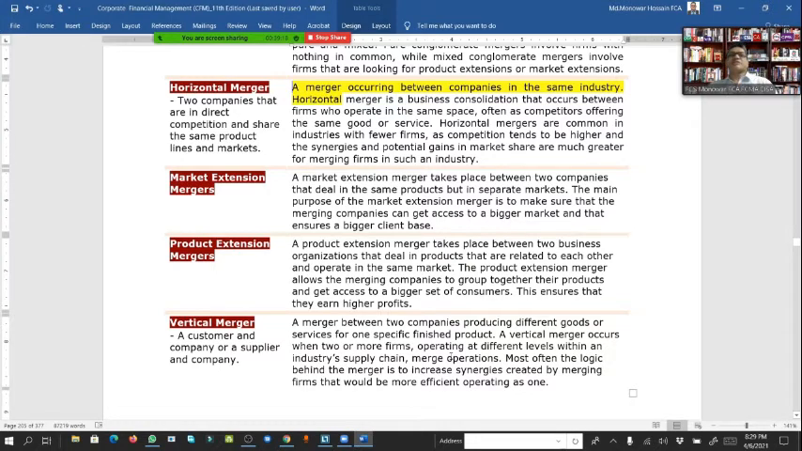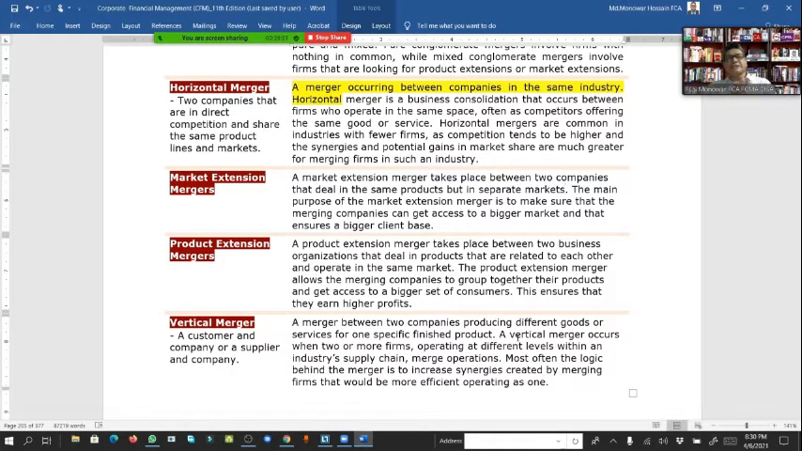A market extension merger takes place between two companies that deal with the same product but in a separate market. Same product but separate market is the market extension merger. Another is the product extension merger. A product extension merger takes place between two business organizations that deal in products that are related to each other and operate in the same market.